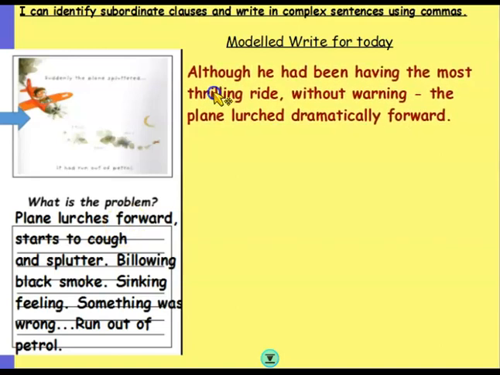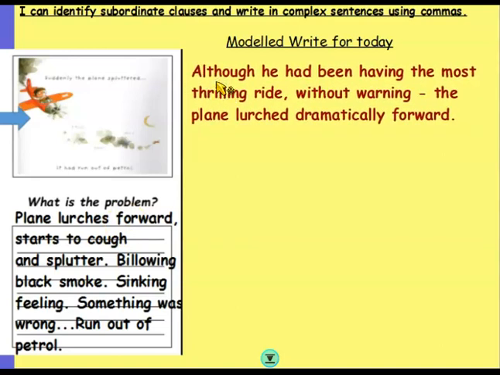Well, what about this sentence? Although he had been having the most thrilling ride, without warning, the plane lurched dramatically forward. So that links. It tells me that we've been having a really good time and then unexpectedly something happened. That really works. My next question would be, was that what was supposed to happen? Because if all of a sudden you're in a car or a train and suddenly it starts throwing itself about, you immediately think, was it meant to do that? So I'm actually going to ask that question.